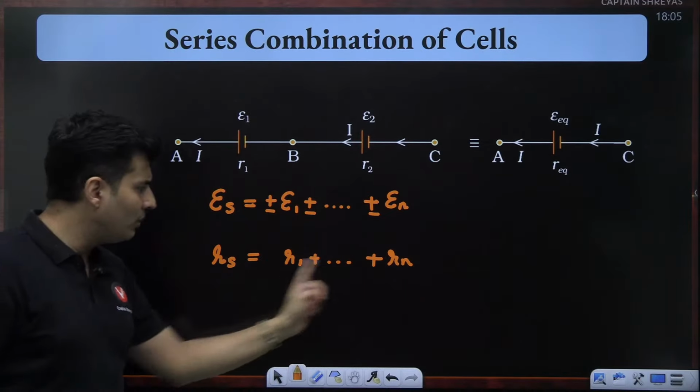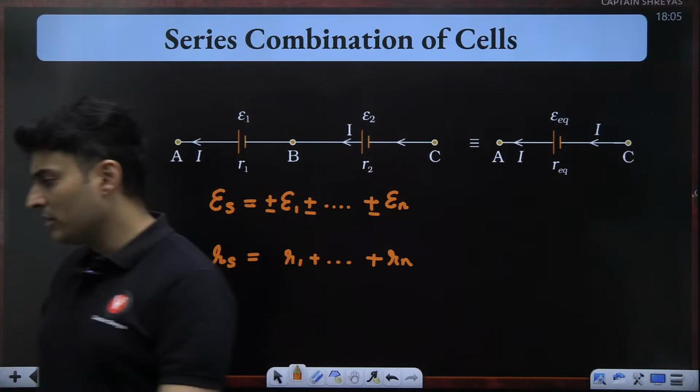What about resistance? Should I put plus minus? Put it up in the chat box. What do you think?